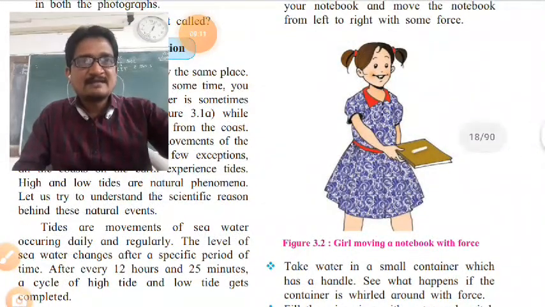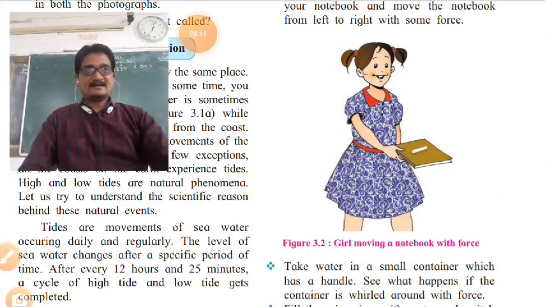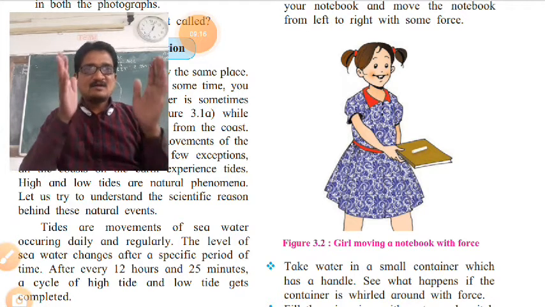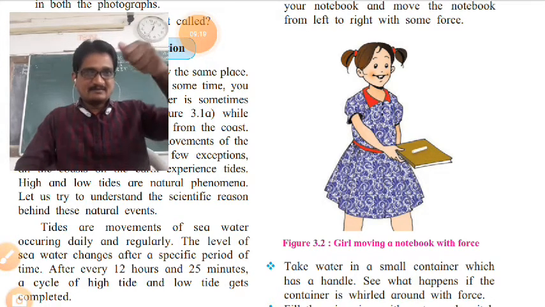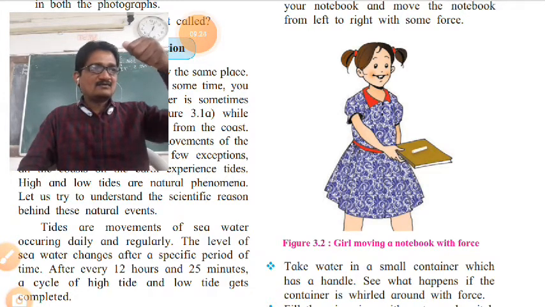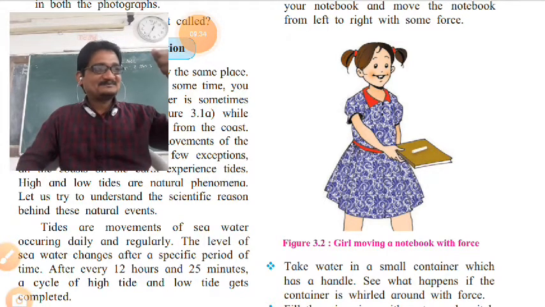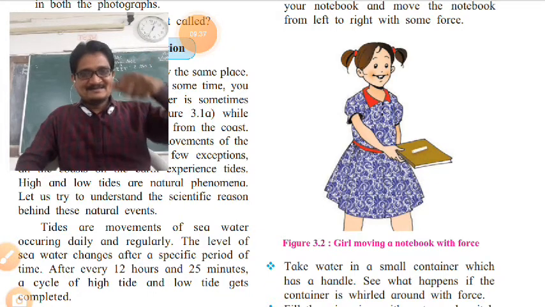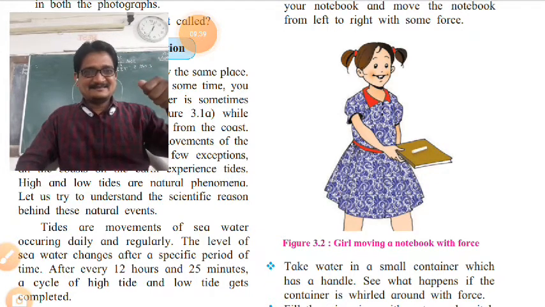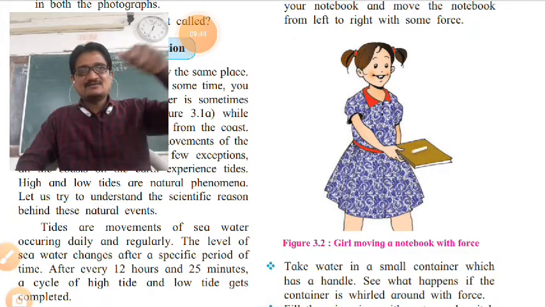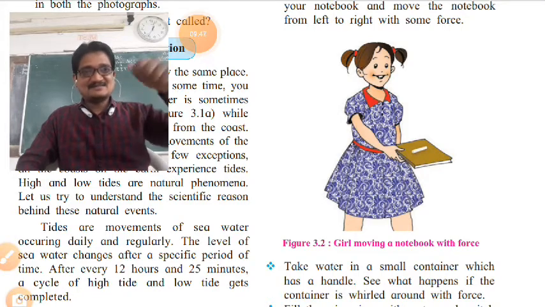3.2. Take water in a small container which has a handle. Okay, see what happens if the container is whirled around with force. Means kadicha dabba or kettle, we can say in our language. A small container which has a handle. So you have to move that or whirl that around with force.